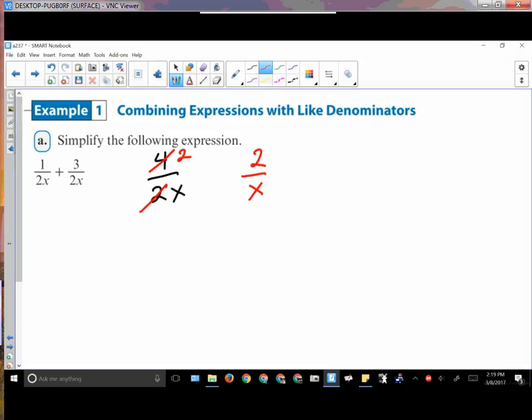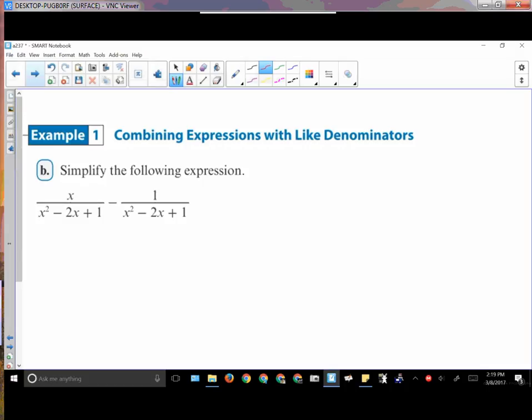So let's try this again. Now, are the denominators the same? I got x squared minus 2x plus 1, x squared minus 2x plus 1. They are the same. So all I have to do now is just take care of the numerator. X squared minus 2x plus 1. X minus 1 is going to be x minus 1. Now, just like before, we have to take a look to see if we can cancel anything.